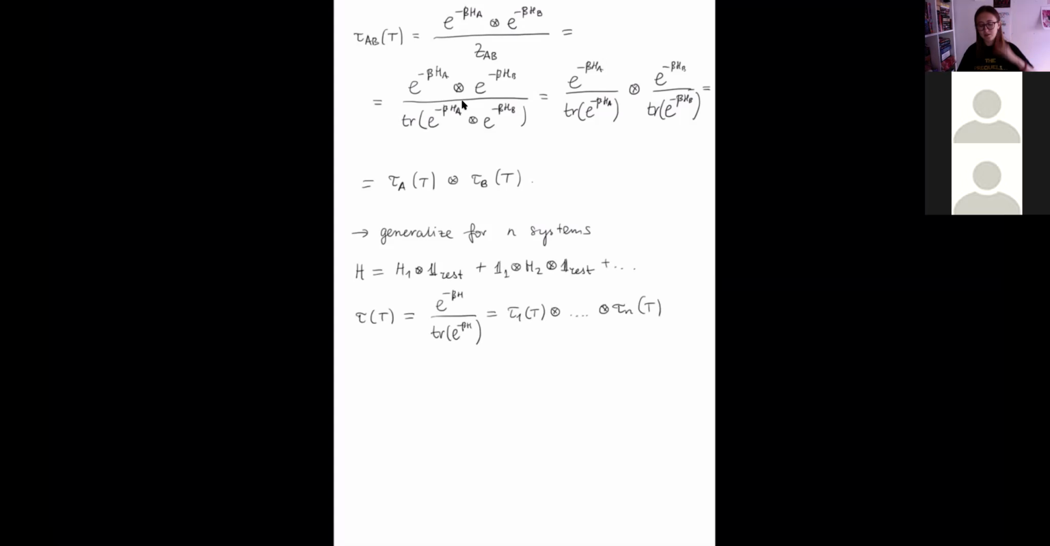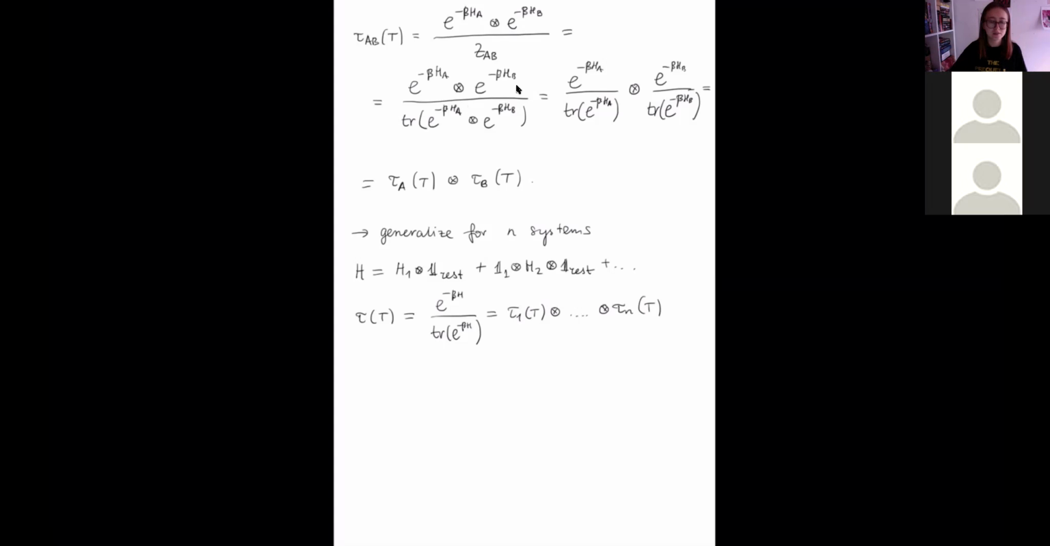And physically, how to understand this? If we have n systems which do not interact, and the joint system is in thermal equilibrium, then it makes sense that every part of the system also has to be in thermal equilibrium. And this is exactly the statement of composability. Okay, so this was the first property that we looked at.